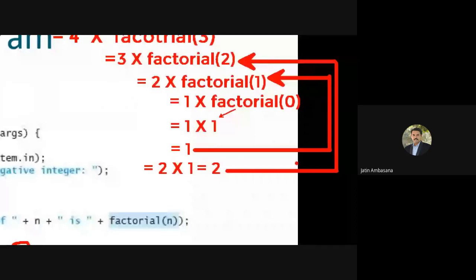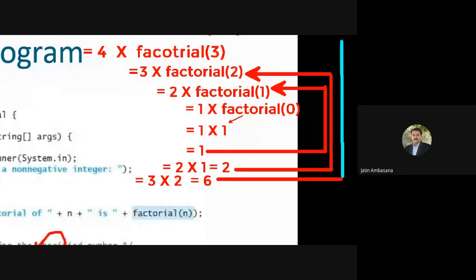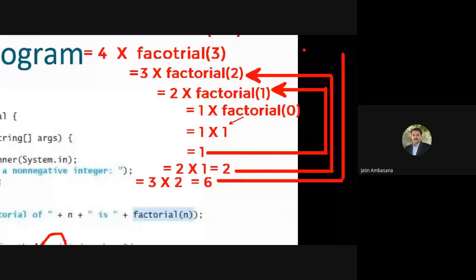So now that becomes equal to 3 into 2, which is equivalent to 6. So this 6 gets transferred where? Over here. So that becomes equal to 4 into 6, which is equal to 24.